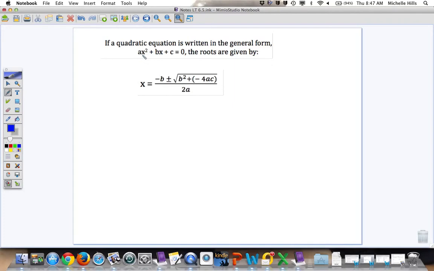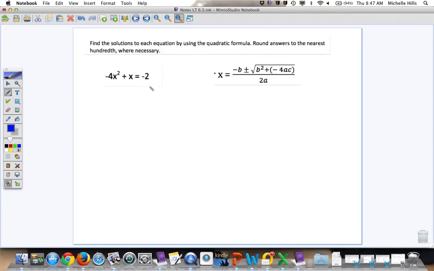Notice, and this is really important, first I get everything on one side of the equation and set it equal to 0. The a is always then the coefficient of the x squared term after everything's on the same side. The b is the coefficient of the x term, and the c is the constant. After I identify those, I plug them into this, which is the quadratic formula.